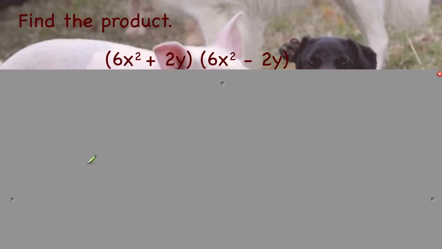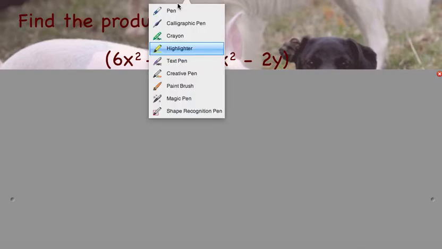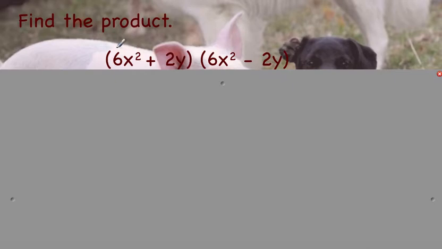So here's another example, and it says find the product of these two binomials being multiplied together. We have 6x squared plus 2y and 6x squared minus 2y. Now once again, if you recognize that this is a difference of two squares in factored form, we have a plus b and then a minus b. So if you recognize this right away, then you don't really have much work ahead of you.